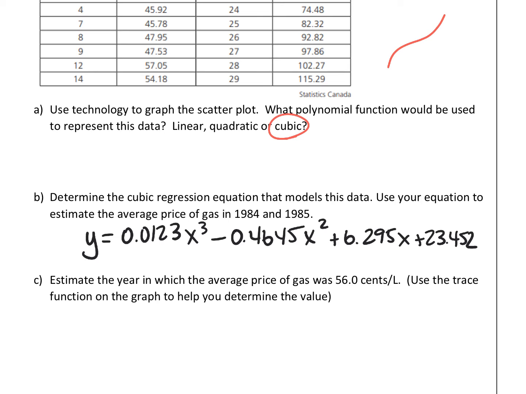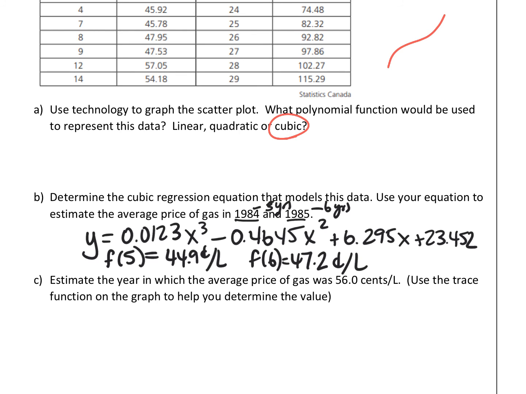Okay, and then we're going to determine the average gas price in 1984 and then again in 1985. So for 1984, what we have to realize is how many years past 1979 that is. So 1984 take away 1979 gives me 5 years. So this is going to be 5 years in, and this is going to be 6 years in. So essentially you're just substituting in, or you can use your calculator to get the value of the function at 5 and at 6. So at 5, it is 44.9 cents per liter, and at 6, it is 47.2 cents per liter. The graphing calculator does all of the work for us there.